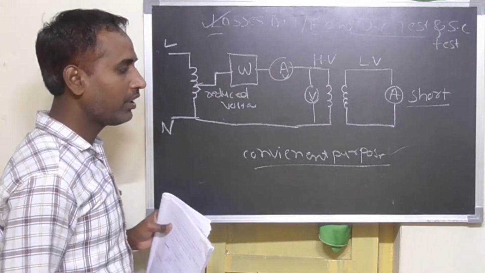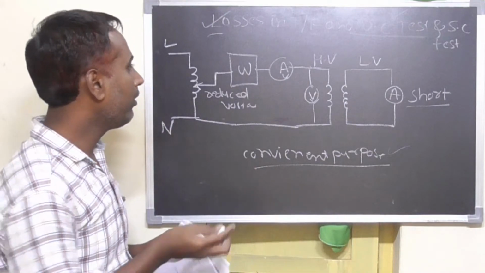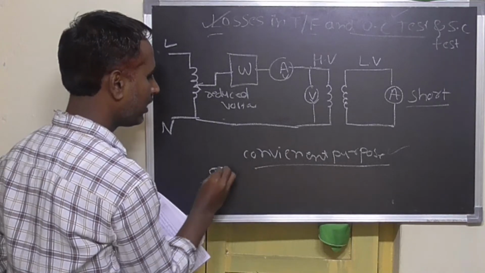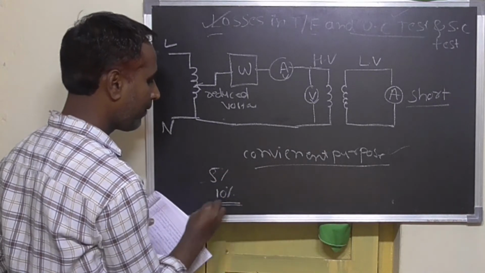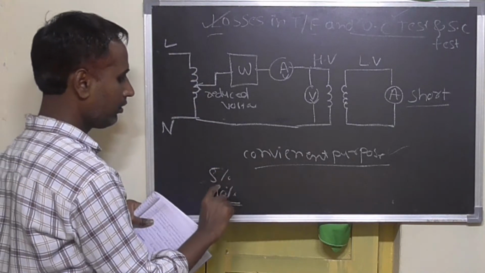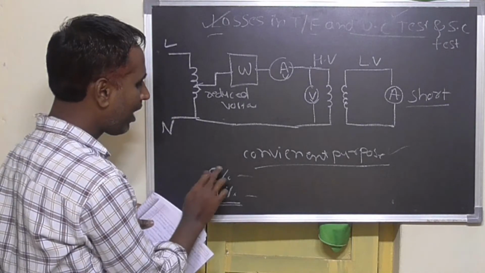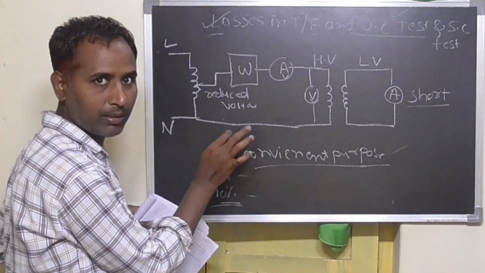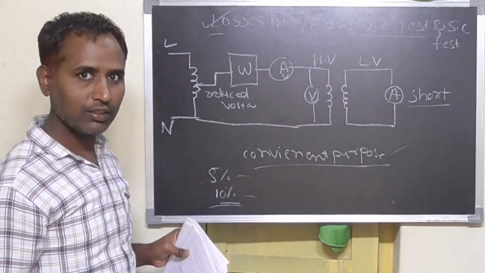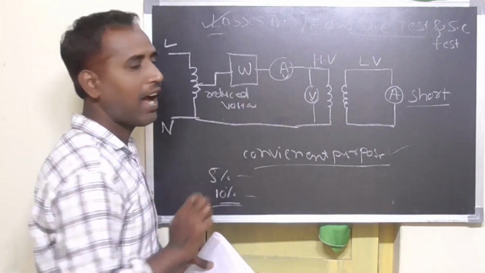For convenient purpose, we are not applying the full voltage. We are using a reduced voltage, suppose 5% or 10%. I'm not using the full supply voltage here. I'm using only 5% of the rated voltage of a transformer, or 10%, 11%, 20%. For convenient purpose, I am performing the short circuit test on the high voltage side.